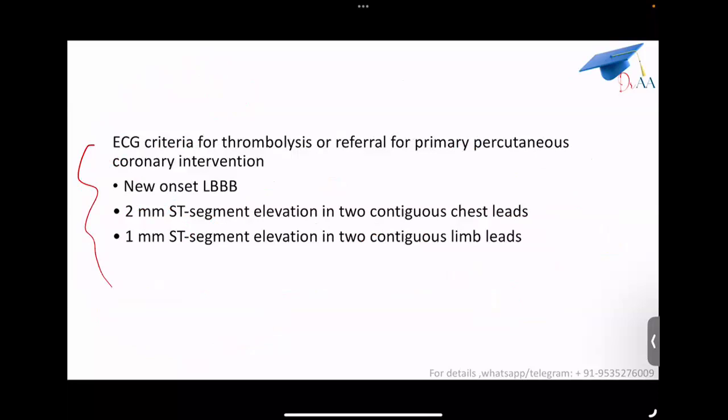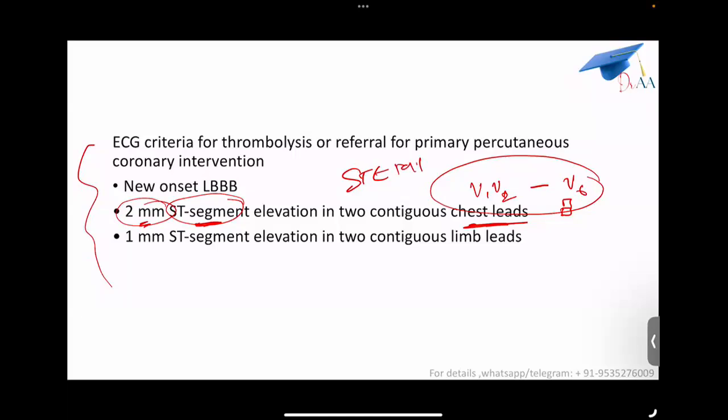What we are looking for in the ECG is whether there is an ST segment elevation of more than 2 mm, that is, more than 2 small boxes, in 2 consecutive chest leads. That is V1, V2, going up to V6. In these 2 consecutive chest leads, if the ST segment is elevated more than 2 mm, then we consider it as an ST segment elevation MI.